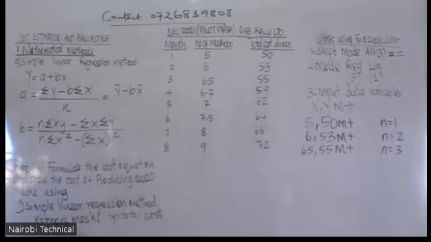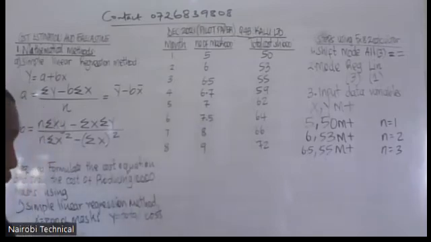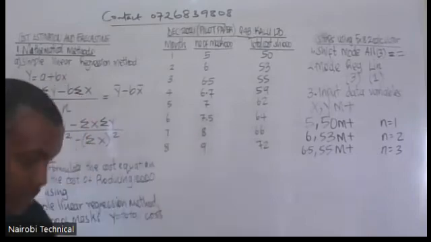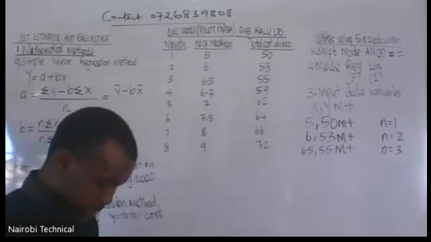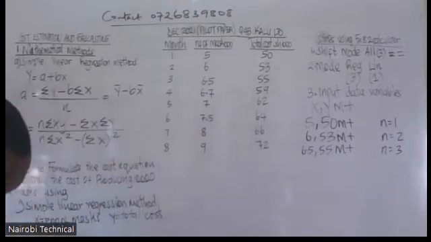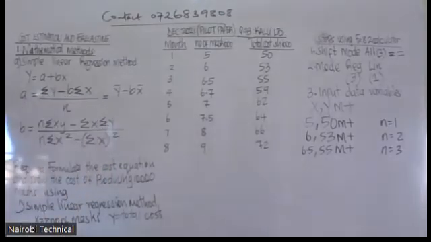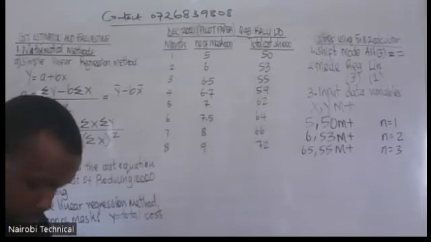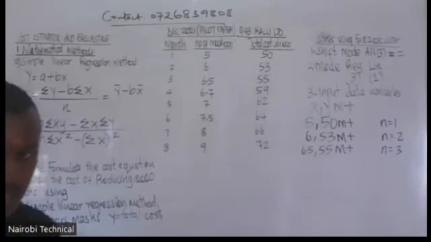So the 4th observation is 6.7, comma, 59, M plus. That is the 4th observation. Then 7, comma, 62, M plus. And the 6th is 7.5, comma, 64, M plus. Then 8, comma, 66, M plus. And 9, comma, 72, M plus.